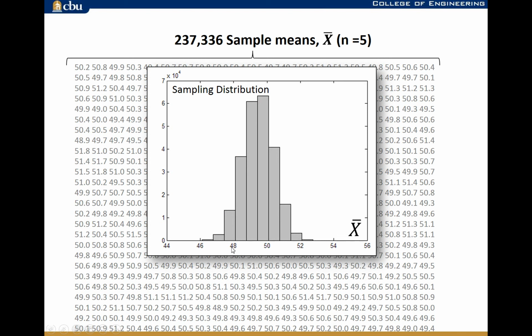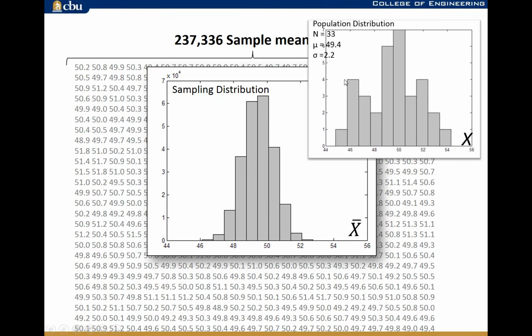Now this distribution is not the population distribution. This distribution is the average distribution. That means all of the means distribution. And this is different from the population distribution we have. This is the 33 data we have. And you see it looks not very normal for this case. This is X. So now you know the difference between X and X bar.